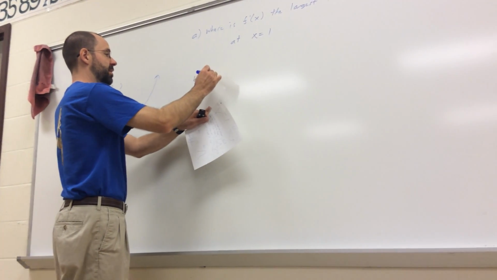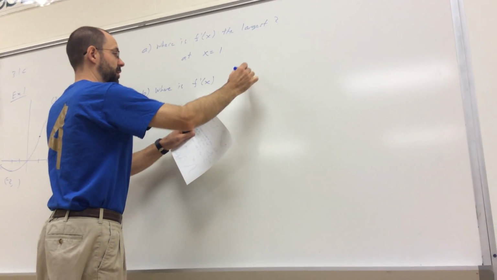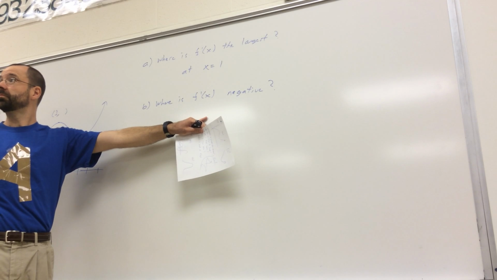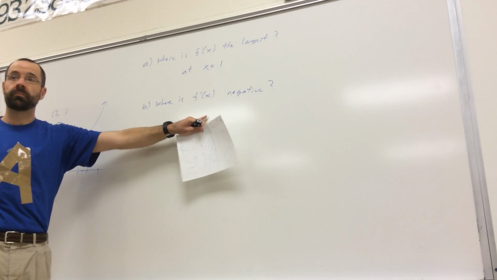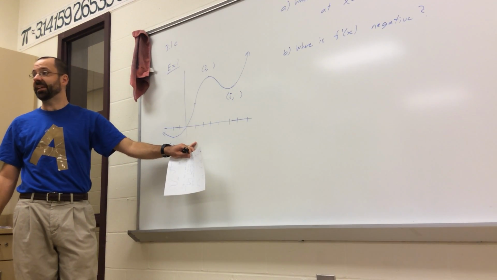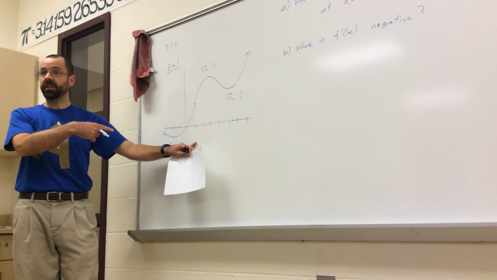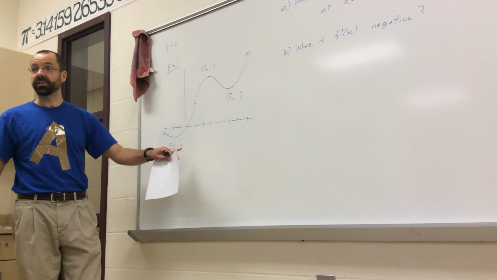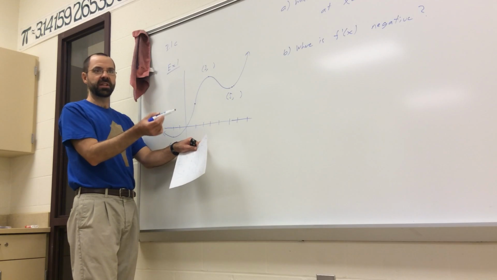Okay, now I'm going to say where is f prime of x negative? So that means over here, what am I looking for if I'm looking for an f prime that's negative? Yeah. The graph needs to be going down, right? If the slope is negative, that means that this graph is going down. So it's going down at a lot of places, right? Everywhere in between 3 and 5. So we're going to say on the interval (3, 5).